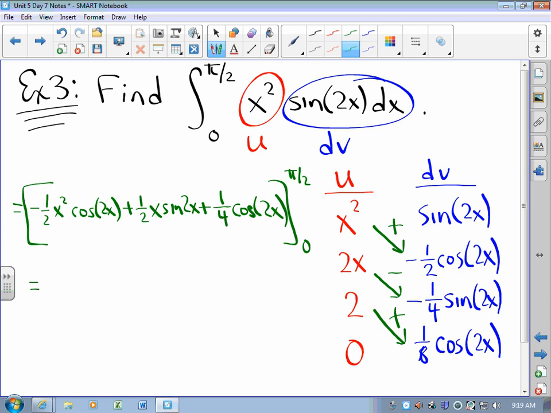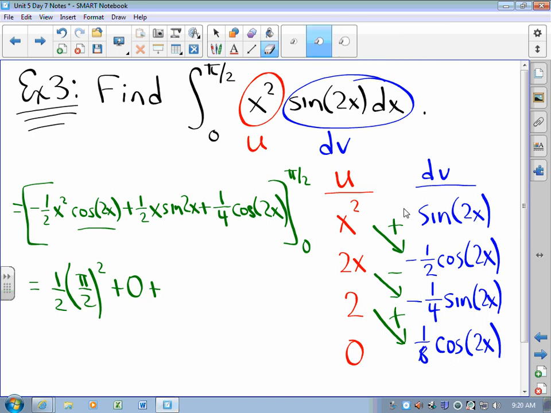So we sub in pi over 2. Let's see, cosine of pi, that's -1. So that -1 is going to multiply by a -1/2. That's a positive 1/2 times x squared plus sine of pi, that's 0, plus cosine of pi, that's -1, so that's a -1/4. Minus what we get when we sub in 0.